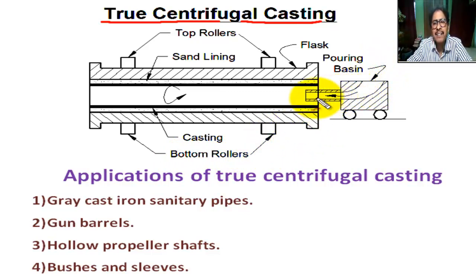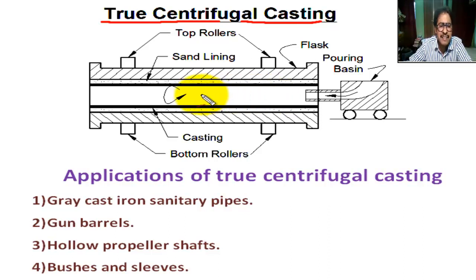In this path, molten metal enters the mold cavity. This is the pouring basin. This process is specially employed for casting of symmetrical shapes.